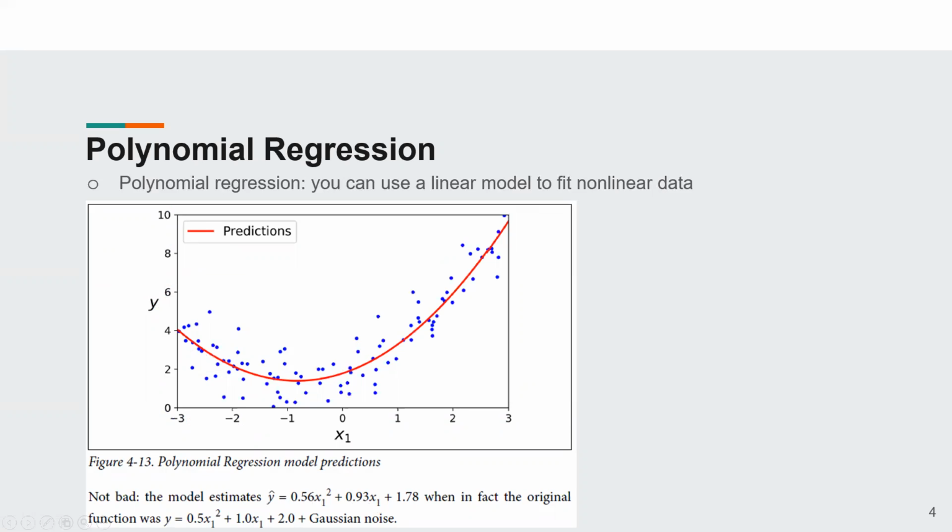And then let's look at the original function, right? The original function is coming from a randomly generated data set, which is 0.5 x1 squared plus 1.0 x1 plus 2.0 plus Gaussian noise. So you can see that this fit is really not bad at all. It somewhat fits the data reasonably well.